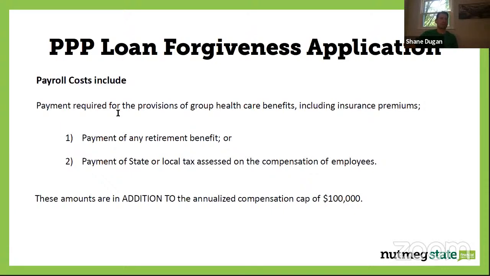And this just kind of restates what I just said there. Payments required are for provisions for group healthcare benefits, including insurance premiums, payments for retirements, or state and local taxes. Those amounts are in addition to the annualized compensation cap of $100,000, right? So the compensation cap of $100,000 is the cash part of the equation. These are not considered cash benefits for the $100,000 cap.